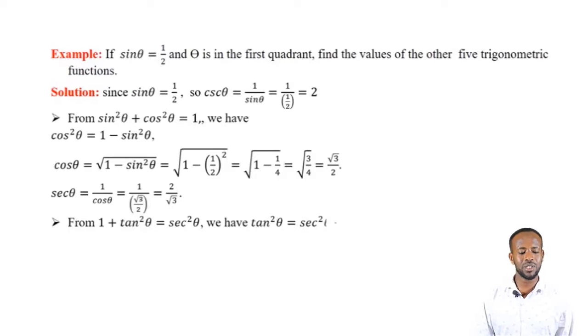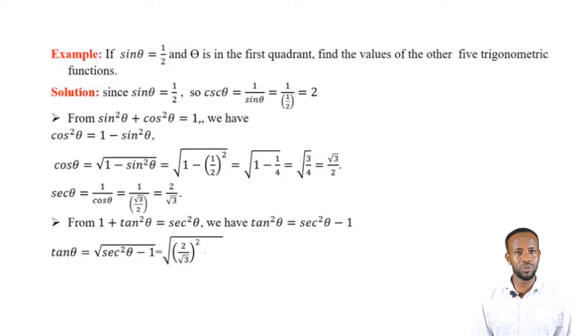Now let us see. From 1 plus tan square theta is equal to sec square theta, we have that tan square theta is equal to sec square theta minus 1. Then tan theta is easily the square root of sec square theta minus 1. So we have radical of 2 over radical 3 squared minus 1. But 2 over radical 3, when we square it, will become 4 over 3. 2 squared is 4, radical 3 squared, the root will get out, and it will become 3, minus 1. So this will become 1 over 3 under the radical. So the 1 can get out, and it will be 1 over radical 3. Now we get the value of tan theta. If we rationalize 1 over radical 3, it will become radical 3 over 3. I hope it's clear. Very good.